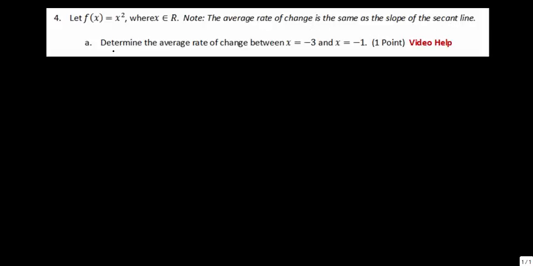Part A says determine the average rate of change between x equals -3 and x equals -1. So how are we going to do this? Well, let's go ahead and graph, do some generic graph here. When I say generic graph, I just mean we're just going to estimate this. I don't want to be super accurate here as far as this is concerned. So actually, let's be slightly more accurate. Let me center this.